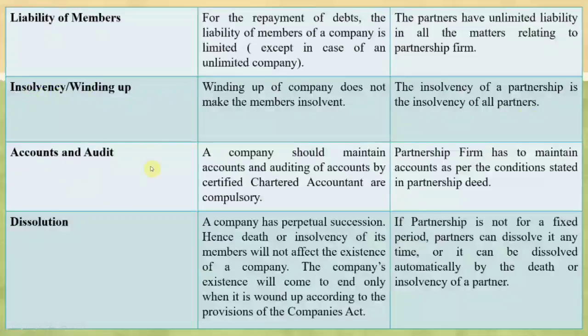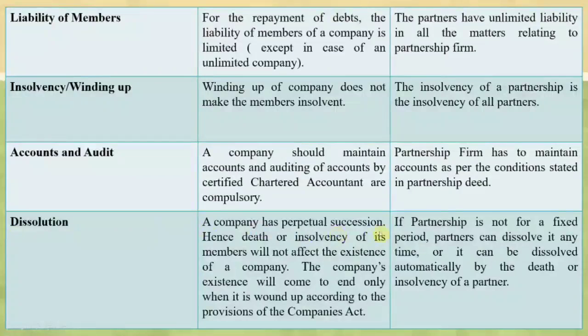Next comes accounts and audit. A company should maintain accounts, and auditing of accounts by a certified chartered accountant is compulsory. Whereas in case of a partnership firm, it has to maintain accounts as per the conditions stated in the partnership deed. Here it is compulsory and there it is conditional, if it has been stated in the partnership deed. If it is not, then it is not mandatory. But in the case of a company, it is mandatory to get the accounts certified by the chartered accountant. Next point is dissolution.